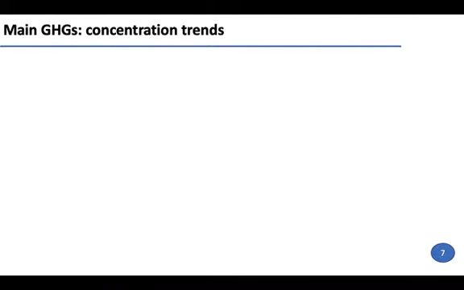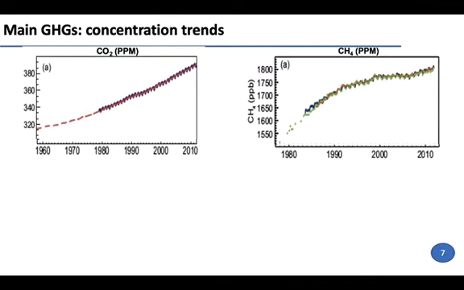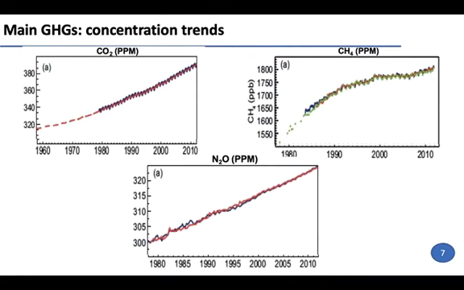So what about these three gases? These are the concentrations of these gases in the atmosphere. We can see that the concentration of CO2, in parts per million, is increasing over the years. There's a trend of increase. The same applies, with different magnitude, to methane and also nitrous oxide. So they are increasing. As I said, when their concentration is increasing, it means that the function they are playing in terms of greenhouse effect is increasing.